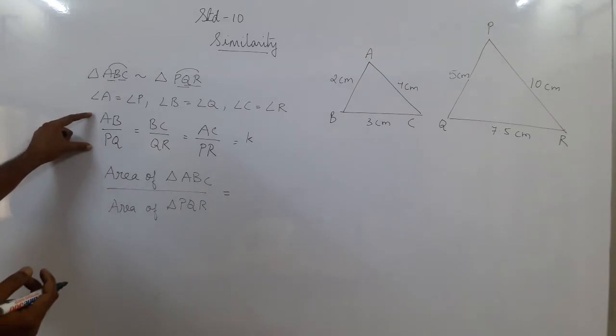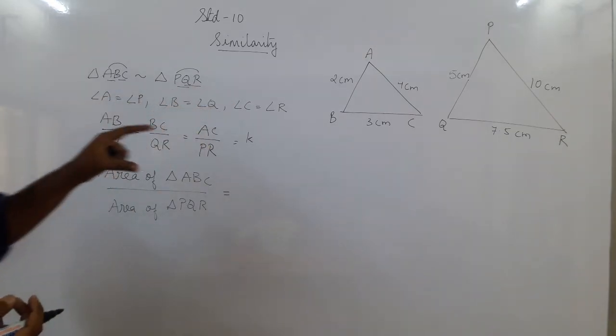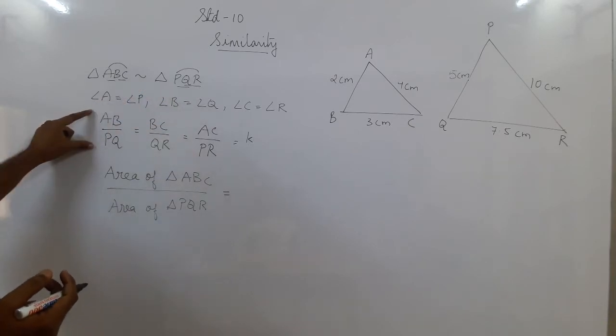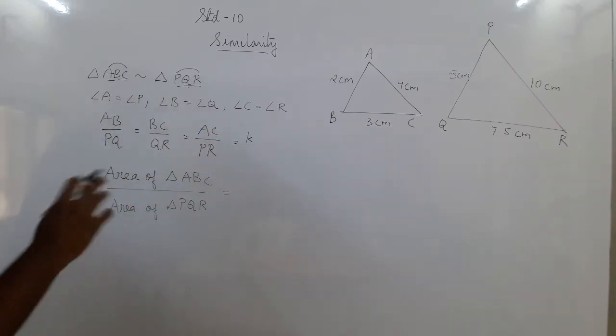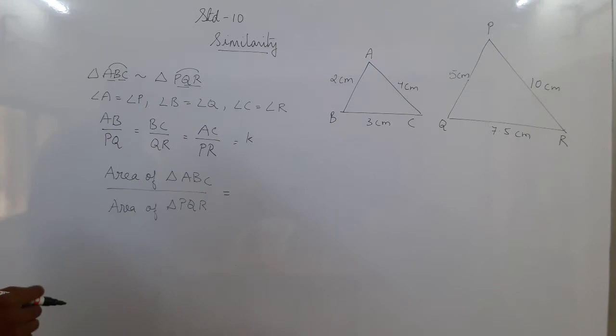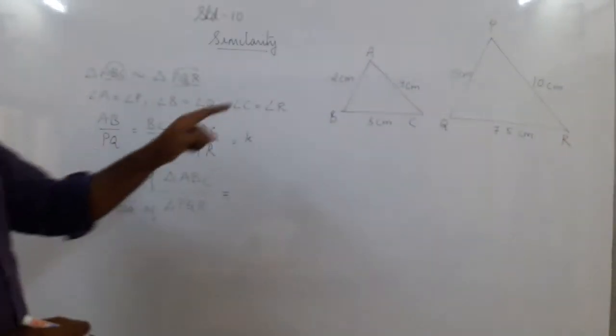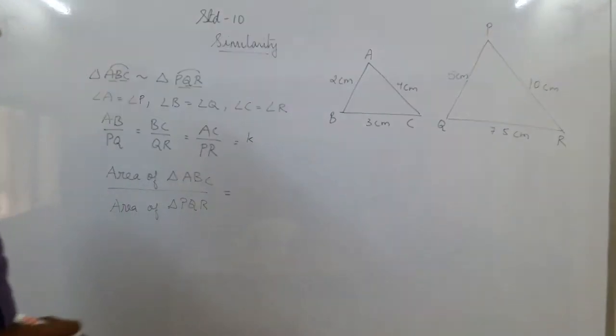So first of all, you can see here, the two triangles are similar, was given to us. Because they are similar, then the ratio of the corresponding sides is equal. Right? Now, we go to area. So how do we find the area of triangle ABC and triangle PQR?